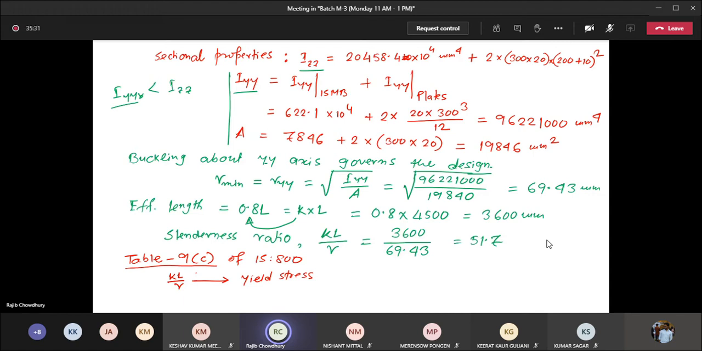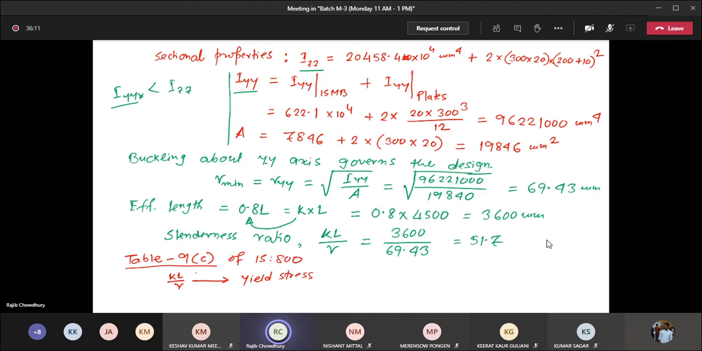So I have to take the value of KL/R 50 and the corresponding yield stress Fy, and I have to take 60, that particular row in the table, what is the Fy. So I have to now fit that 51.7 value. After doing this interpolation, I'll be getting the design strength, the design compressive strength.